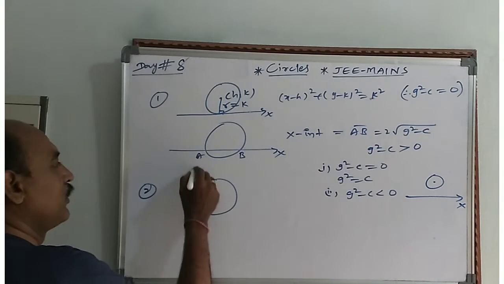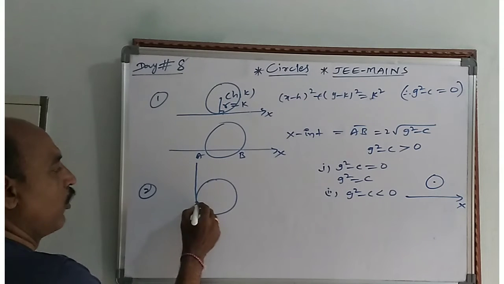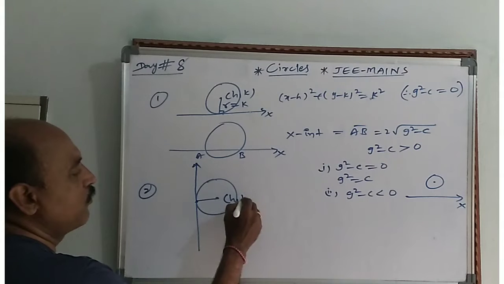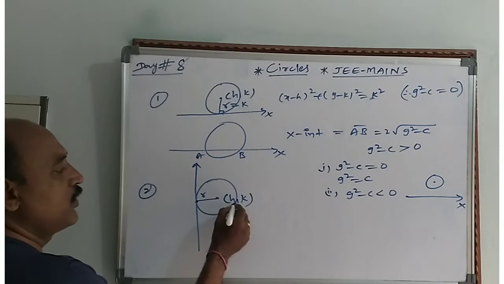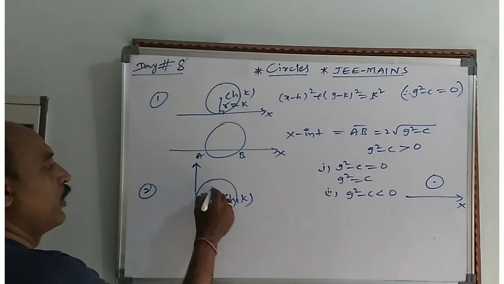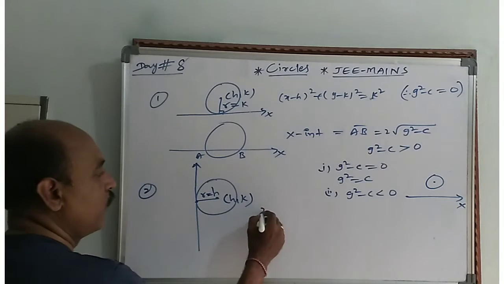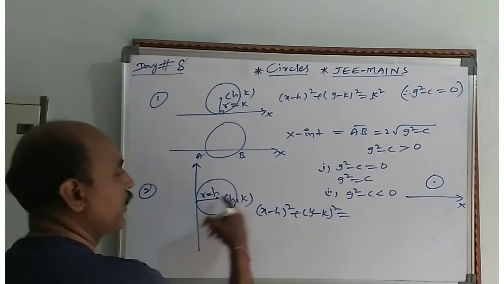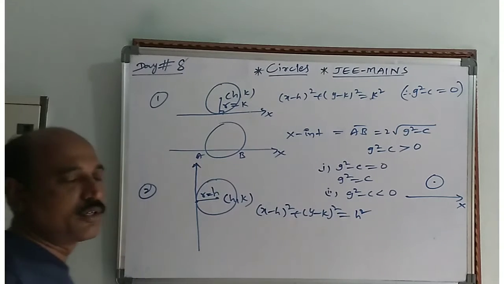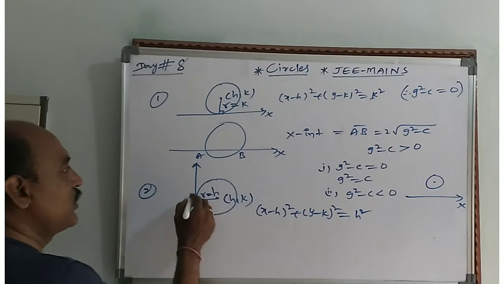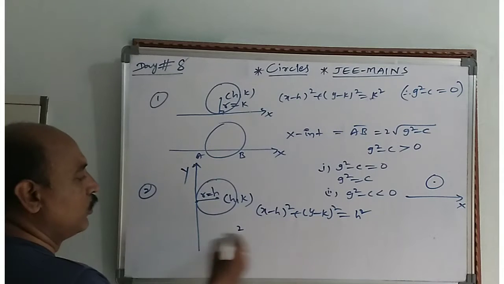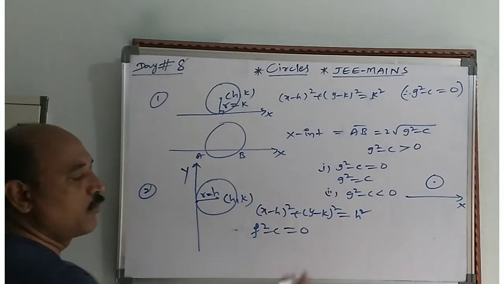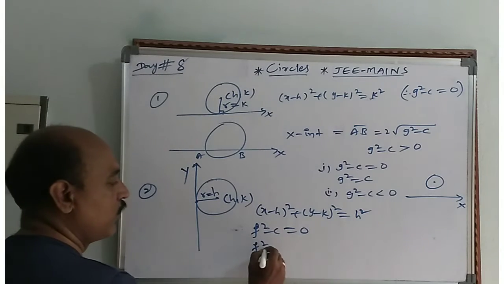Similarly, second one: the circle touches the y-axis at one point. The circle equation is, suppose h comma k is the center, here r is equal to the x coordinate. The x coordinate is h. So (x minus h) whole square plus (y minus k) whole square is equal to r square, which means h square. This is the circle equation. Next, if it touches the y-axis, then f square minus c is equal to 0, so f square is equal to c.